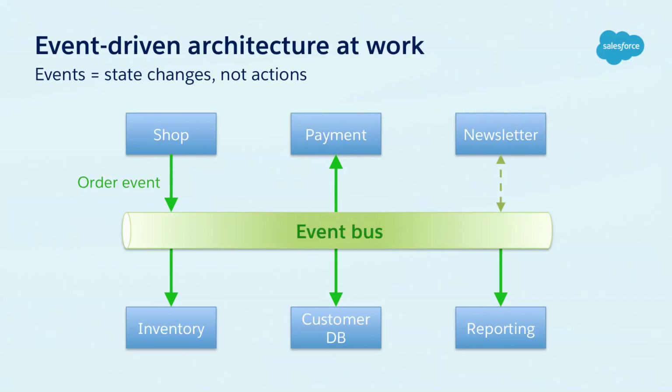We don't know what the consequences of the order event are. We just know that from the standpoint of the shop module, the order happened. And then the other services, of course, will be able to interact with the database or the other services that need to be operated. So this is how an event-driven architecture works.